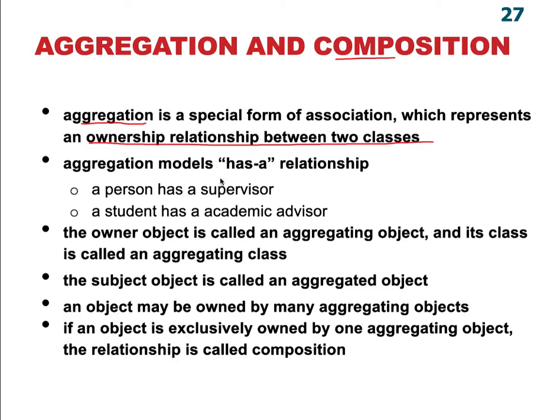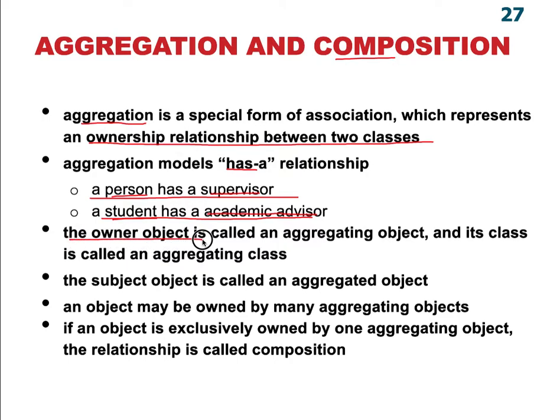Ownership can also be called a "has a" relationship. For example, a person has a supervisor. Then between person and supervisor, it's a "has a" ownership relationship, which is aggregation. A student has an academic advisor, so we have an aggregation between student and academic advisor.